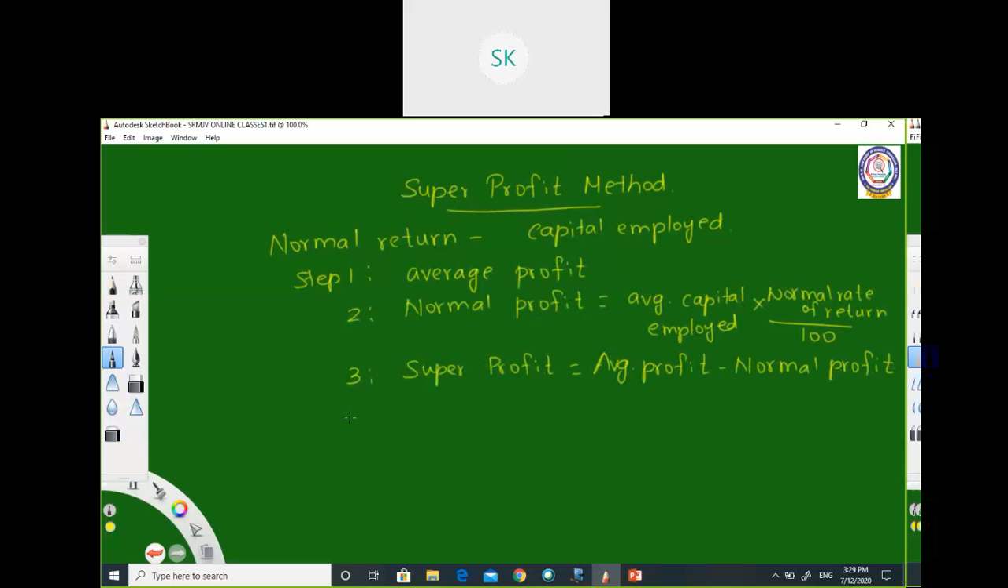And finally, in step 4, we calculate the goodwill of the firm. That is, we multiply this super profit with the number of years purchase. So this is how we are going to calculate goodwill using the super profit method.